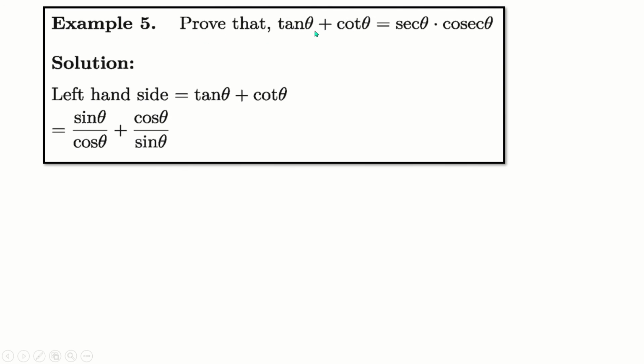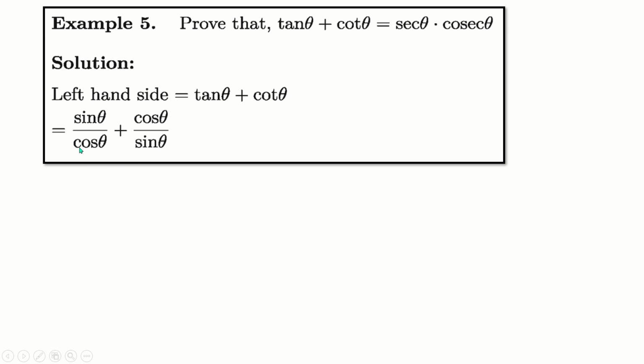Example 5. Prove that tan theta plus cot theta is equal to sec theta plus cosec theta. Tan theta is equal to, we know the formula, sin theta by cos theta, and cot theta is equal to cos theta by sin theta. You have to remember the relation. What is tan theta? What is cot theta? Tan theta means sin theta by cos theta, and cot theta means cos theta by sin theta.